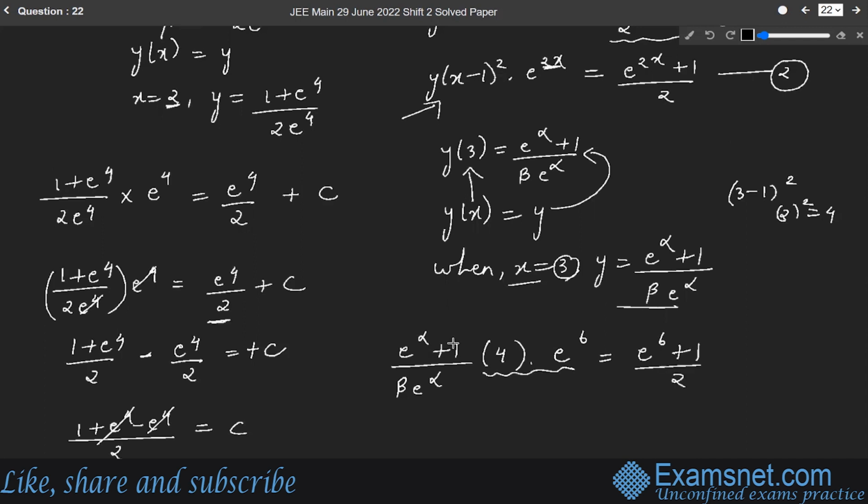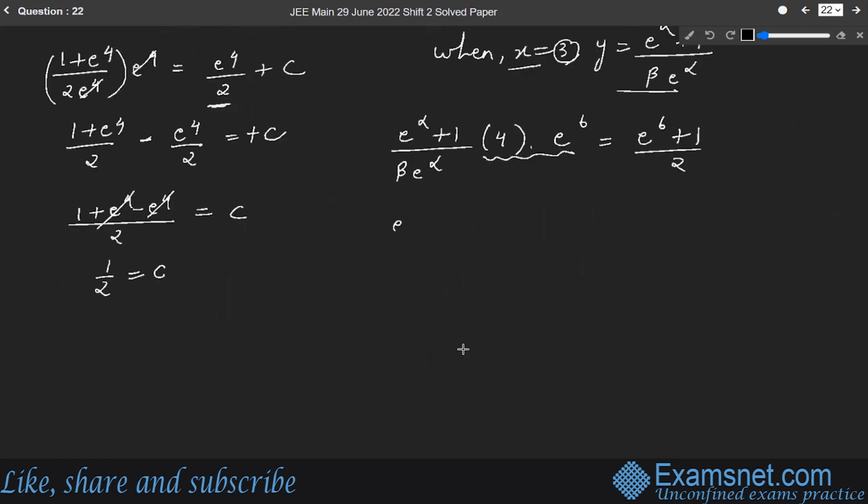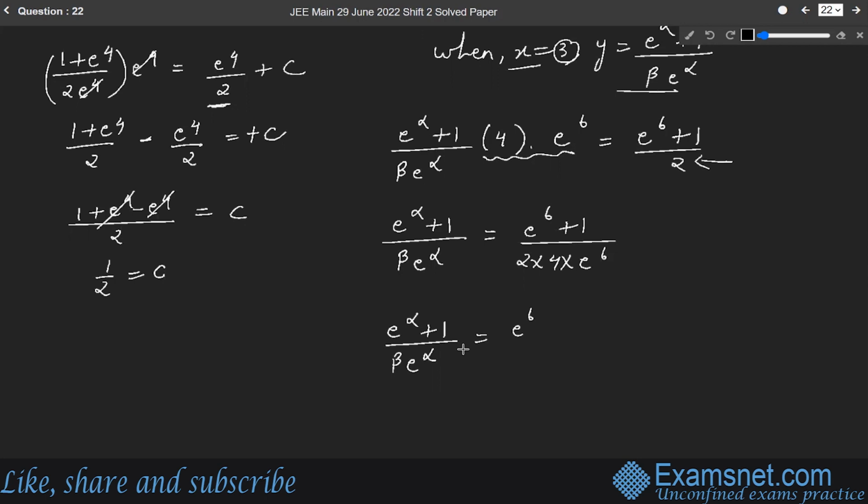Now let us take these terms to the right hand side. Since these terms are in multiplication here, when they go to the right hand side, they will be divided. So the expression becomes (e^α + 1)/(β e^α) is equal to (e^6 + 1)/(2 into 4 into e^6). This term will go into the division. So here we have (e^α + 1)/(β e^α) is equal to (e^6 + 1)/(4 into 2 is 8, so 8 into e^6). Okay.